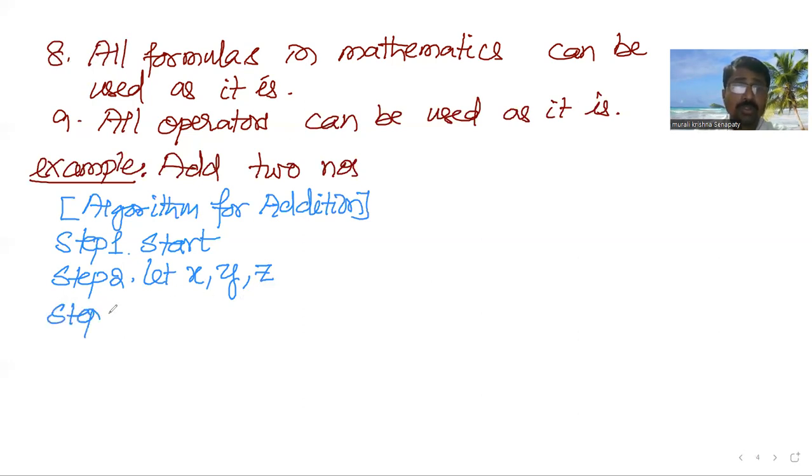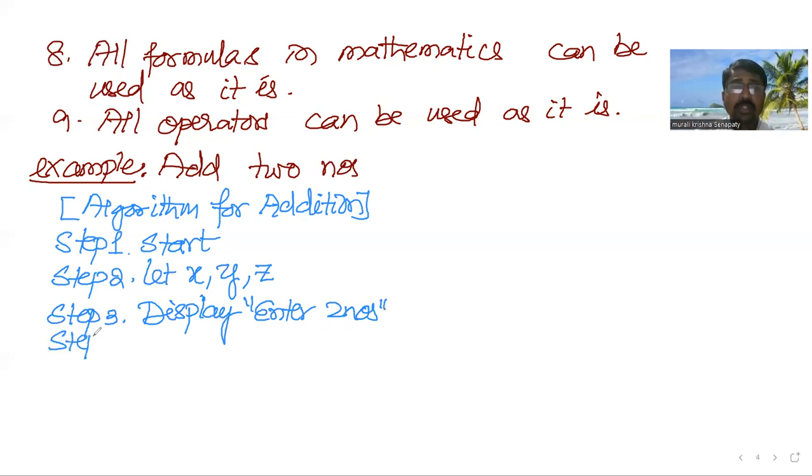Then step number 3, I will write a message, display, enter two numbers. This message will be shown on the output screen. By seeing this message, you will be typing two numbers. Whichever numbers you type from the keyboard will be taken with the help of the input statement from the input device and stored into the corresponding x and y memory locations. Those two data will be stored serially into x and y.